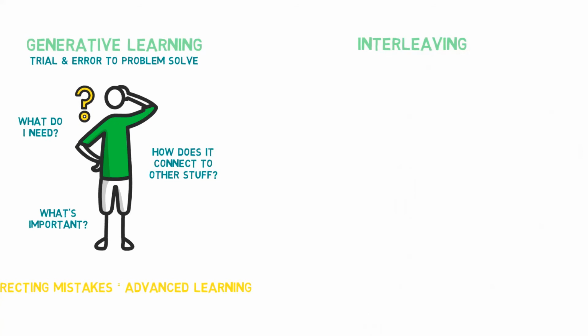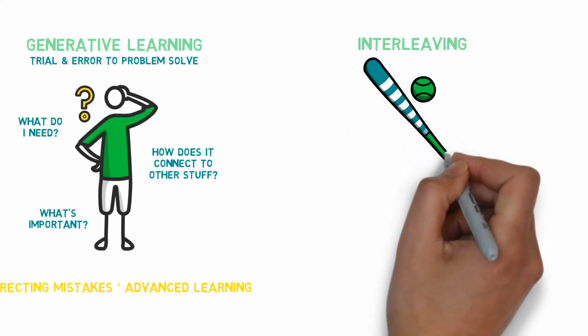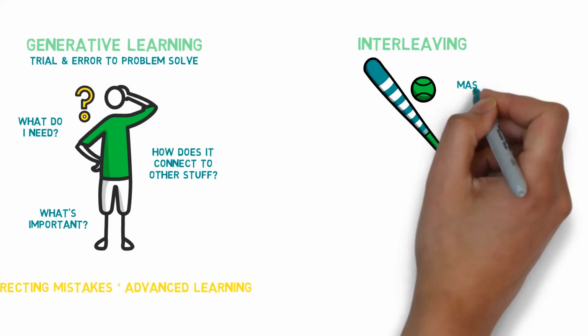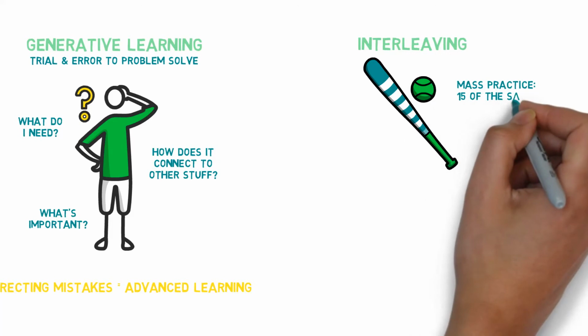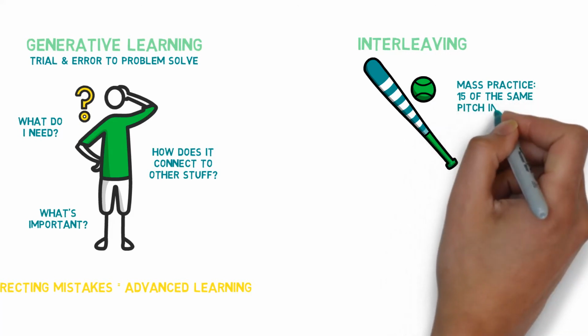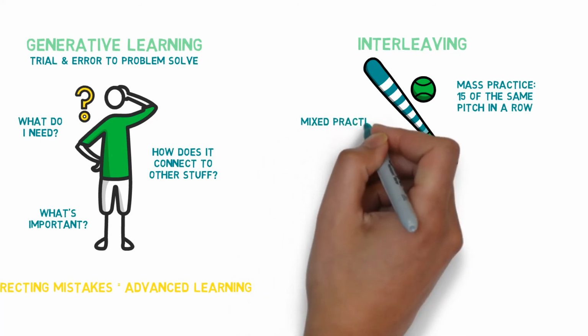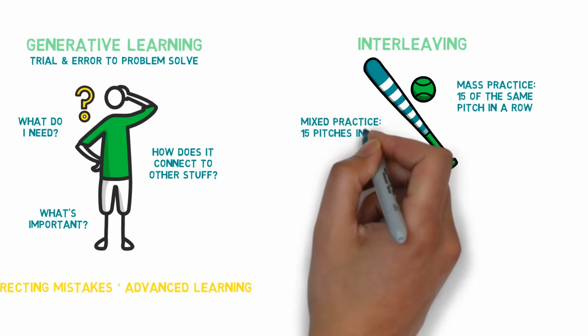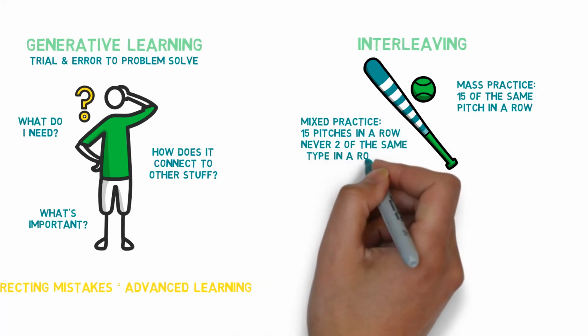A study by Hall et al. points this out well. He took two groups of seasoned baseball players. The first group did batting practice by hitting a group of 15 fastballs, then 15 sliders, then other pitches in groups of 15, the mass practice. The second group hit 15 pitches in a row also, but the type of pitches was changed, never with two types of pitches in a row, the mixed practice.